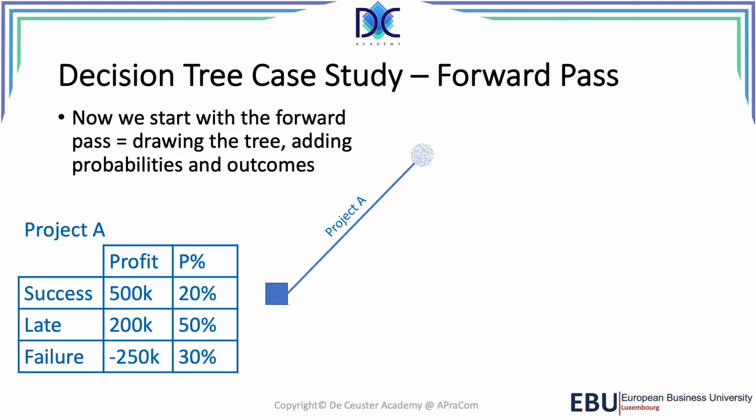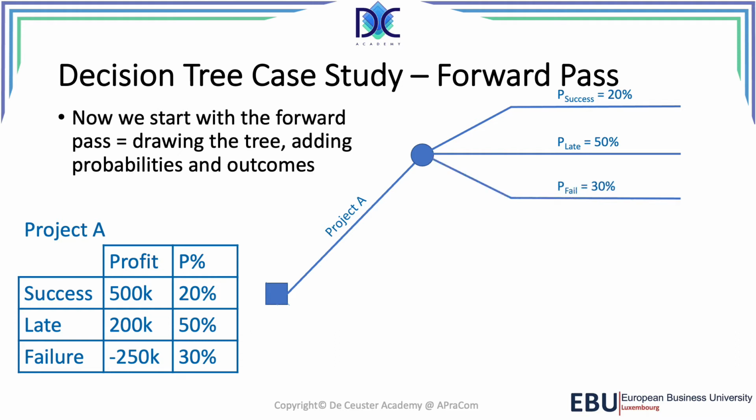So we draw a calculation node, and in this calculation node we will calculate the expected monetary value of the combined outcomes of success, late and failure for project A. So first we draw the line with success, 20% probability for success. We have probability for late, which is 50%, and then we have the probability for fail, which is 30%. All of them together 100%.